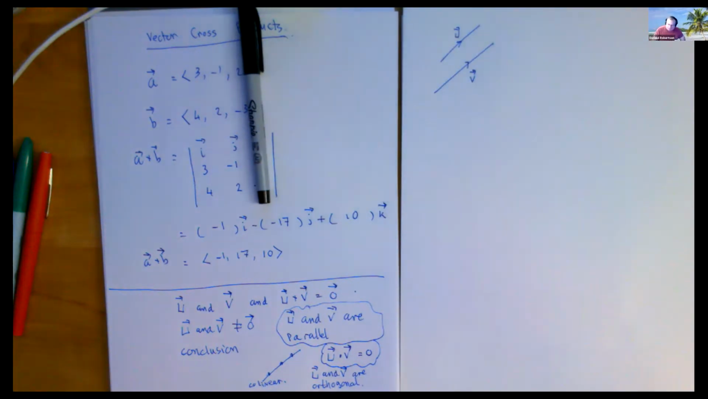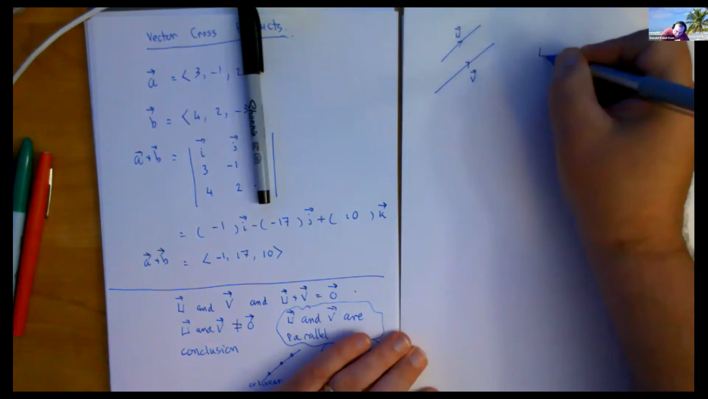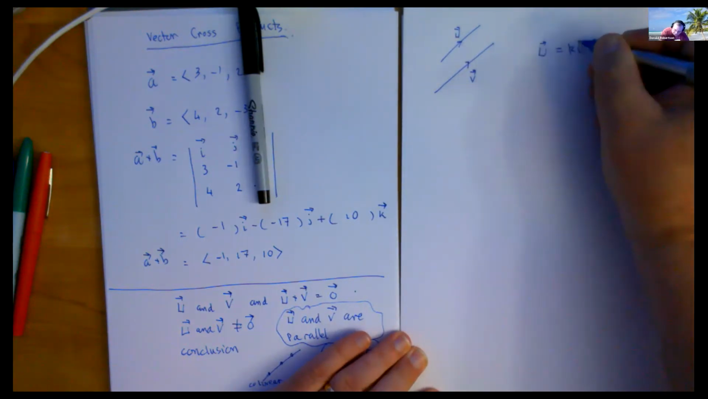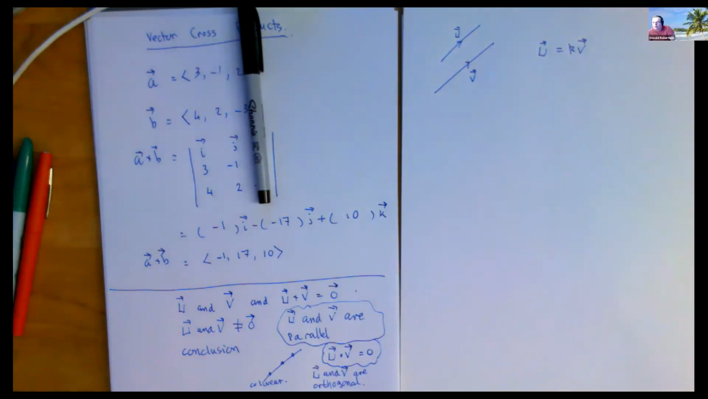There are other versions of parallel. See, if the vector u is a scalar multiple of the vector v, doesn't that also make them parallel to each other? They're going in the same direction, just one of them's longer than the other, or shorter, depending on your perspective.